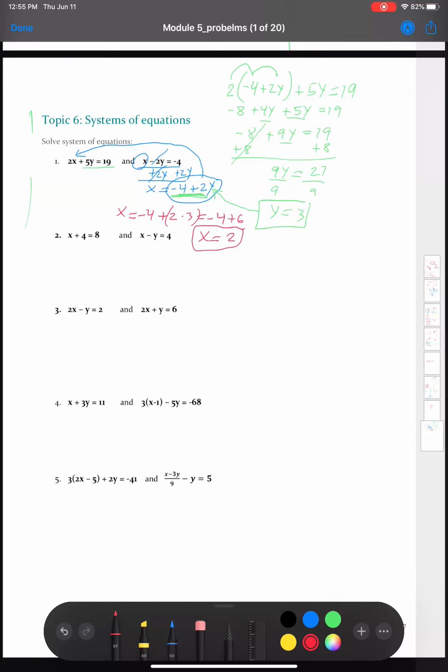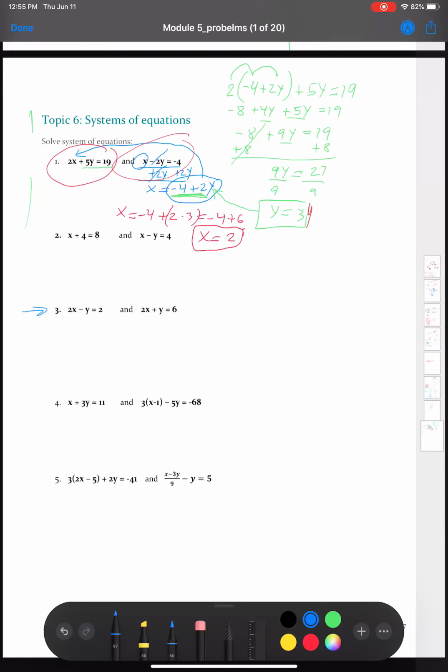Okay, now you can plug the values for x and y back into these two original equations to make sure that you got the right answer. And that's all you're doing. Okay, I'm going to do one more for you here, because I'm in a good mood and I'm going to help you a little bit more here.